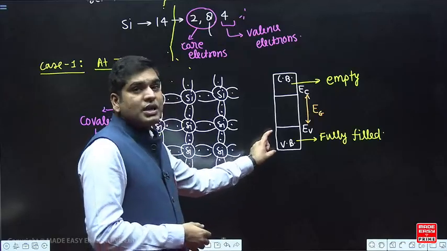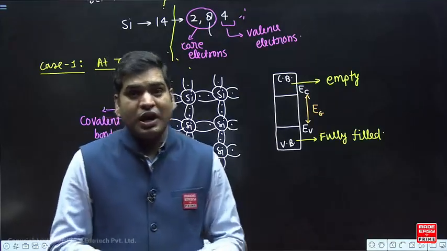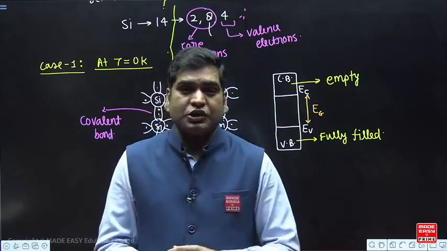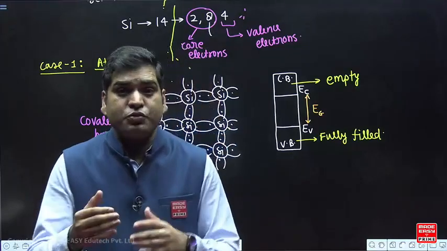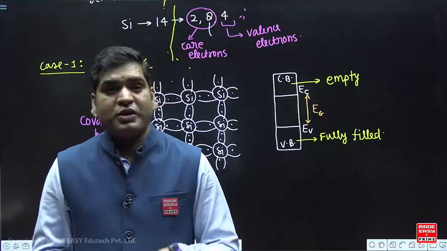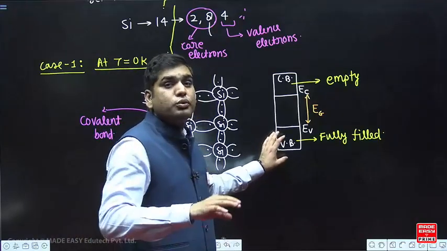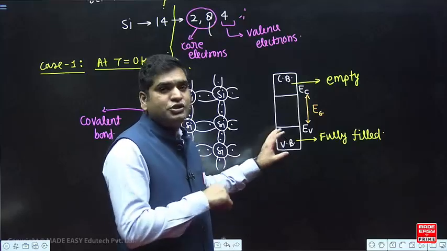Hence these electrons cannot contribute to the current, because it is a fully filled band, and the electrons in a fully filled band do not have any space to move, and therefore they will not be contributing to the conductivity. So because of these electrons we are not going to get any conductivity at 0 Kelvin.